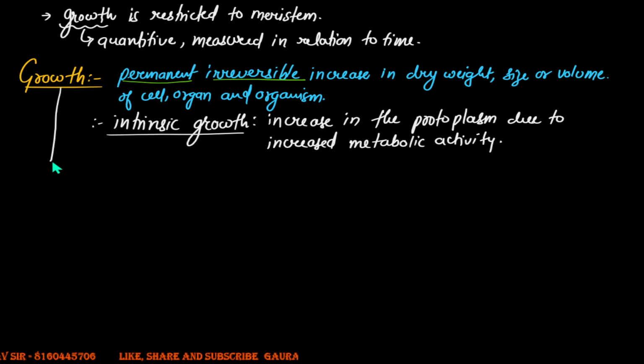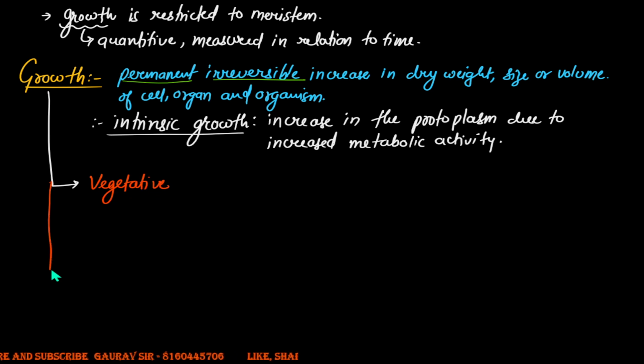For plants, the growth can be of two types. One of the growth here is a vegetative growth. So plant can have two types of growth. There will be vegetative growth, and then there will be reproductive growth. There are two types of growth in case of the plant.